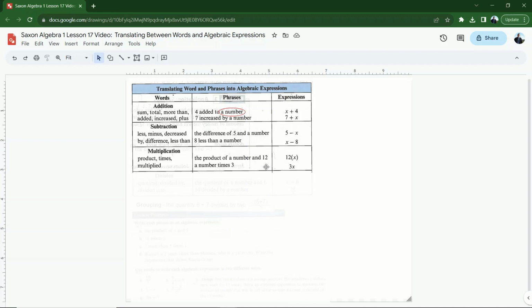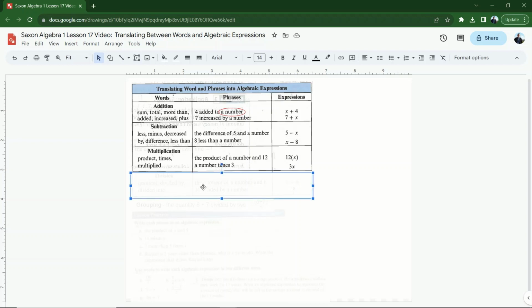And then just notice that this 3x doesn't have parentheses around the x. That's fine too, because multiplication is associative as well. So it doesn't matter if I keep the x by itself in parentheses or if I get rid of those parentheses. It's going to give me the same result either way.